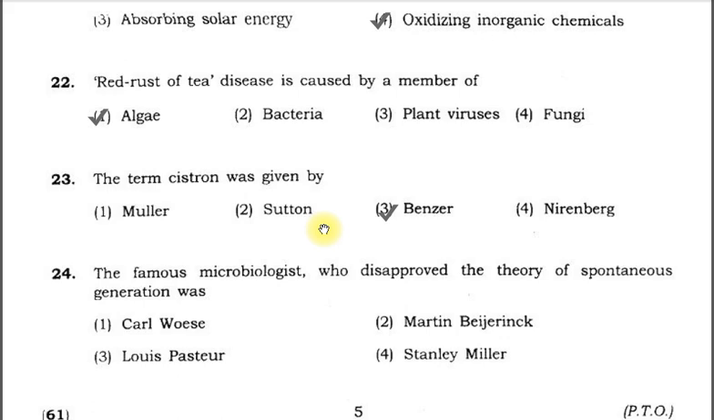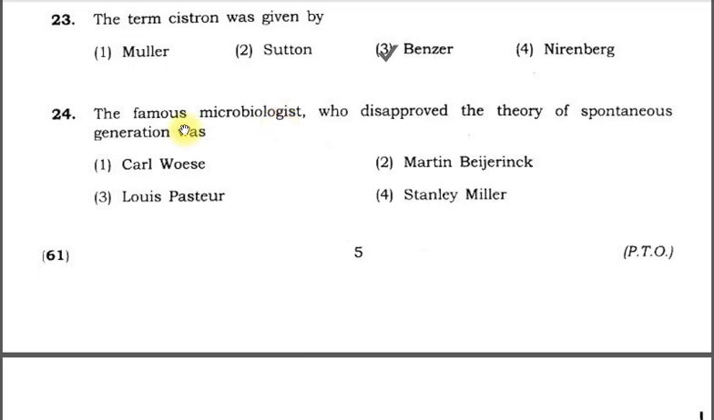The term cistron was given by Benzer. The cistron means the genes which exhibit a specific behavior in the cis-trans test. Question number 24. The famous microbiologist who disapproved the theory of spontaneous generation was: 1, Carl Woese; 2, Martin Beijerinck; 3, Louis Pasteur; 4, Stanley Miller. So the correct one is Louis Pasteur. Hope you remember the swan-neck experiments which he carried out to disapprove the theory of spontaneous generation.